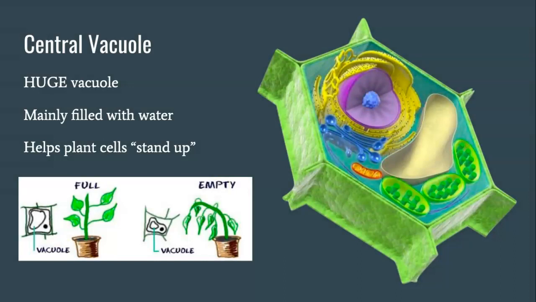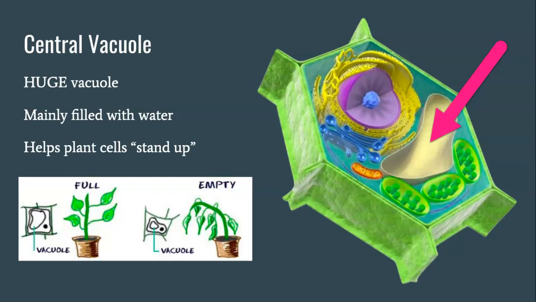Next, you might notice a huge organelle in the middle of a plant cell, and that's the central vacuole. Just like animals have vacuoles, plants also have vacuoles, but they tend to have one enormous vacuole. And that vacuole is normally filled with water. And that's important for plants because, unlike animals that have skeletons, plants need to be able to keep their shape by keeping their cells fairly full and rigid. And so by filling up their vacuole with water, it helps plant cells stand up.